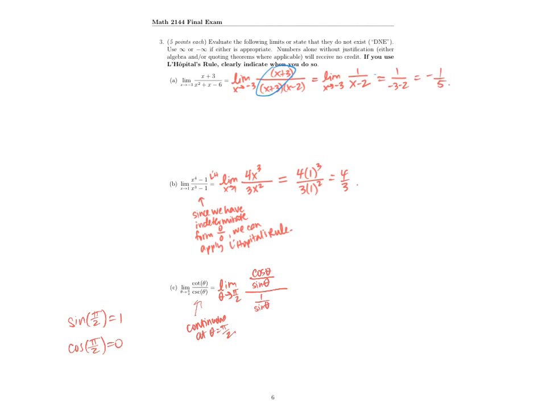So if we just go ahead and plug in the pi over 2, we get cosine of pi over 2 over sine of pi over 2, over 1 over sine of pi over 2, and we just get 0 over 1 over 1 over 1, which is just 0. So that one was continuous. Sometimes you have to watch out for that. If it's just continuous, you can just evaluate by plugging in.